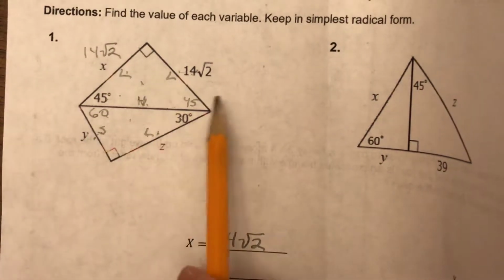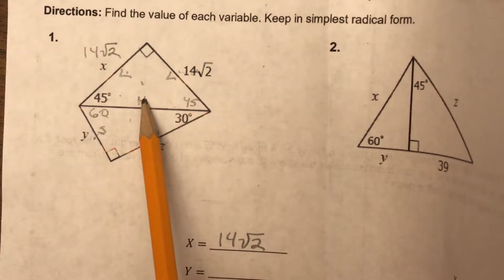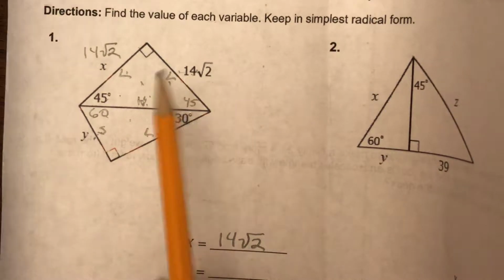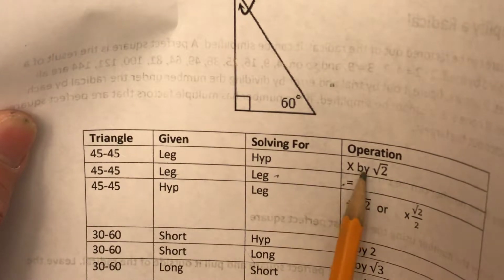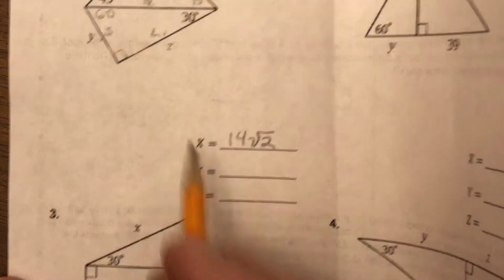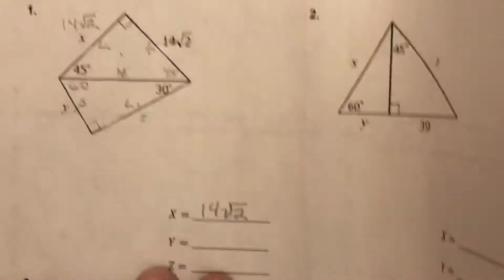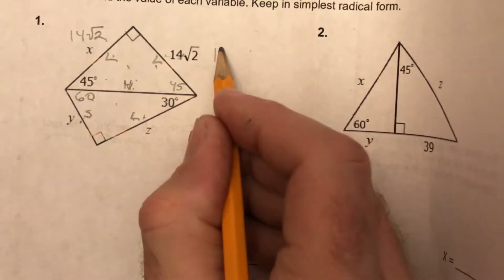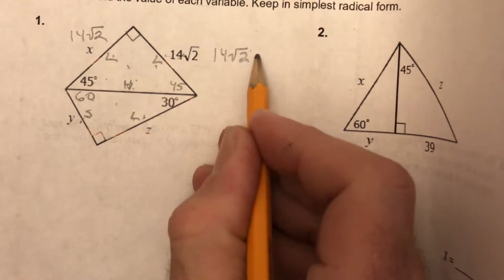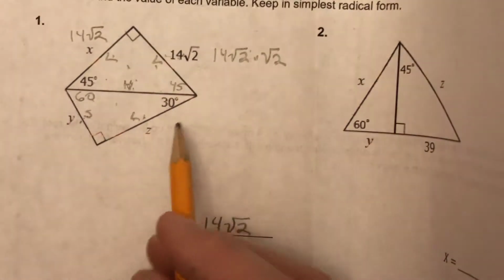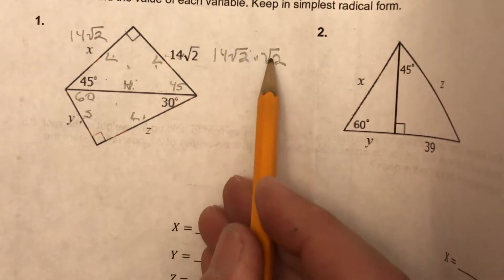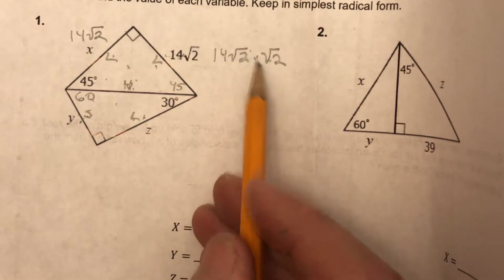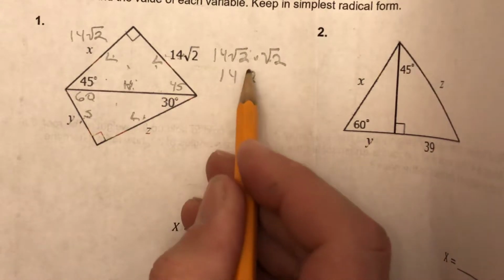Now we need to find the hypotenuse. We're given a leg, finding the hypotenuse on a 45-45, so we're going to multiply by radical 2. We're going to take our answer that we got right here. So we get 14 radical 2 times radical 2. And remember, when we multiply these together, radical 2 times radical 2 is going to be 2. So we've got 14 times 2.